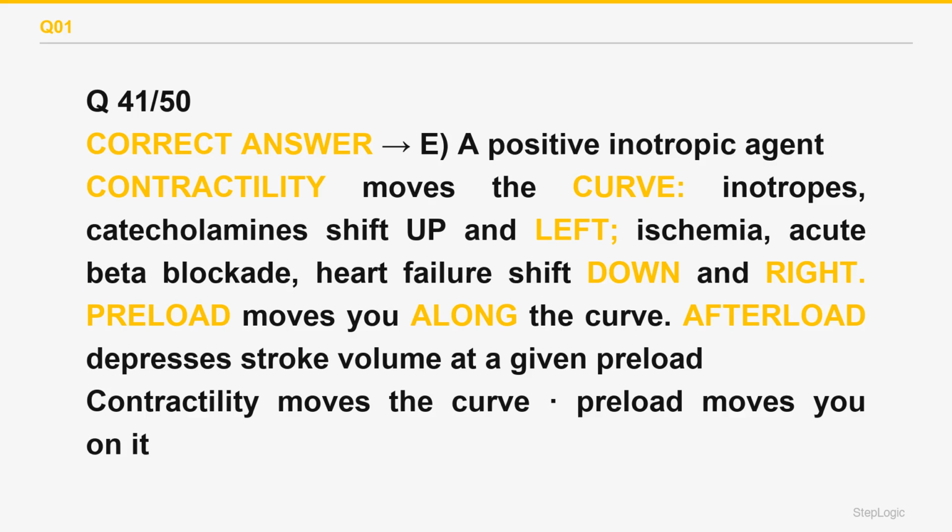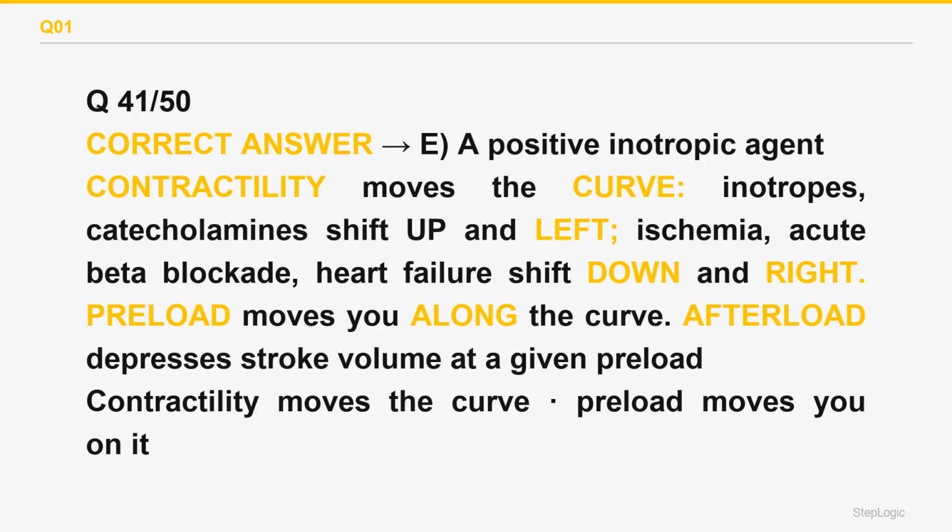Choice D is the subtle one and rewards precision. Raising afterload does reduce stroke volume at any given preload, so on many representations it appears to depress the curve. But the underlying contractile state is unchanged, and the effect is better understood as the ventricle ejecting against greater resistance. In the failing heart, this matters therapeutically.